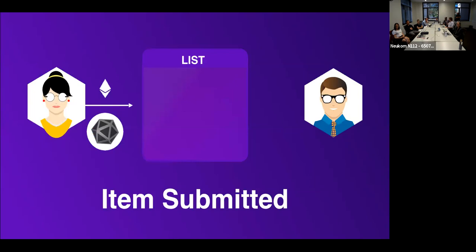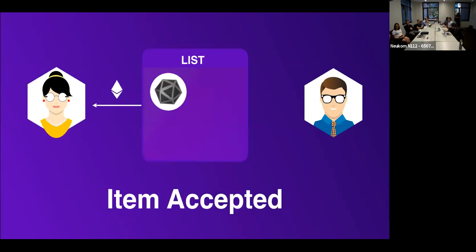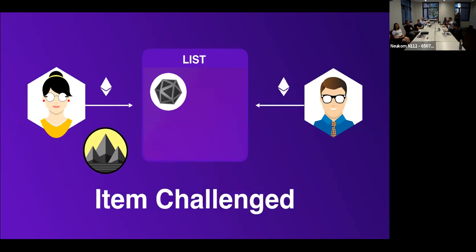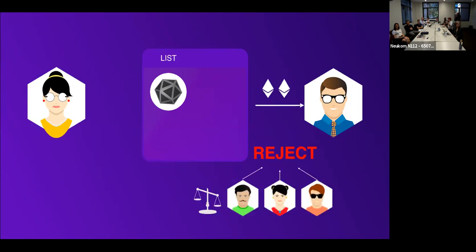Say I want my token to be on the exchange. I send the token there with a deposit. If the token complies with the rules that the exchange requires, the token is accepted and I get my money back. Okay, but now I send another token, and this one does not comply with the rules. So someone from the community can challenge my submission with another deposit. And then there is a dispute between the woman and the guy about whether this token complies with the rules or not. And this goes to a jury. And if the jury rejects the token, the guy who challenged it gets the money, right?